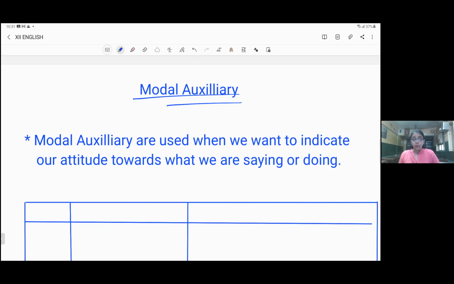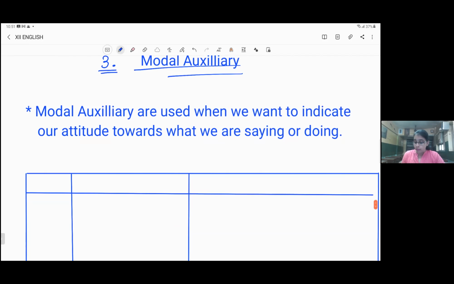Guys, we are starting with the third grammar topic today, that is modal auxiliary. This is the third topic. First, articles and prepositions we have completed. Whatever your doubts will be, we'll clear it out afterwards. We are starting with a new topic today.